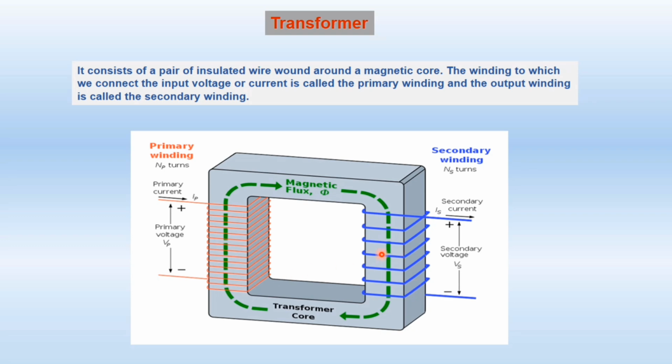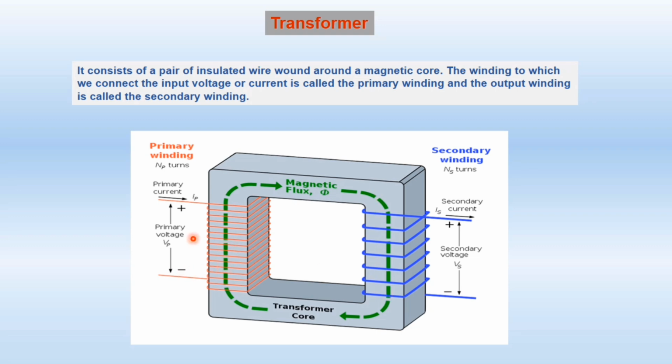In step down transformer we decrease our input voltage. So suppose at input side we have 220 volt and we want 10 volt at the output side. This is called step down transformer, and to decrease the amount of voltage we wind less wire on the secondary side. So here you can see we have less number of turns as compared to the primary side.